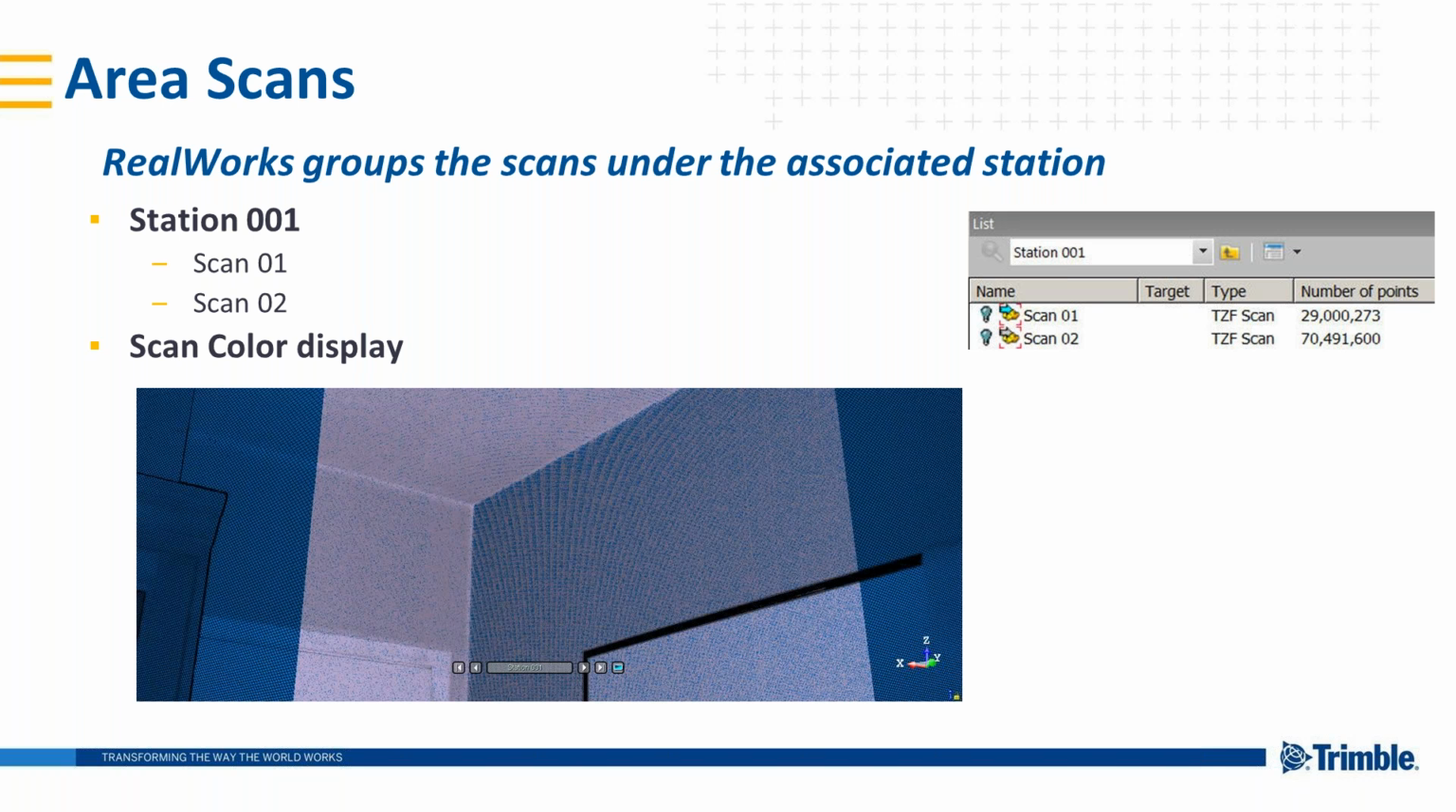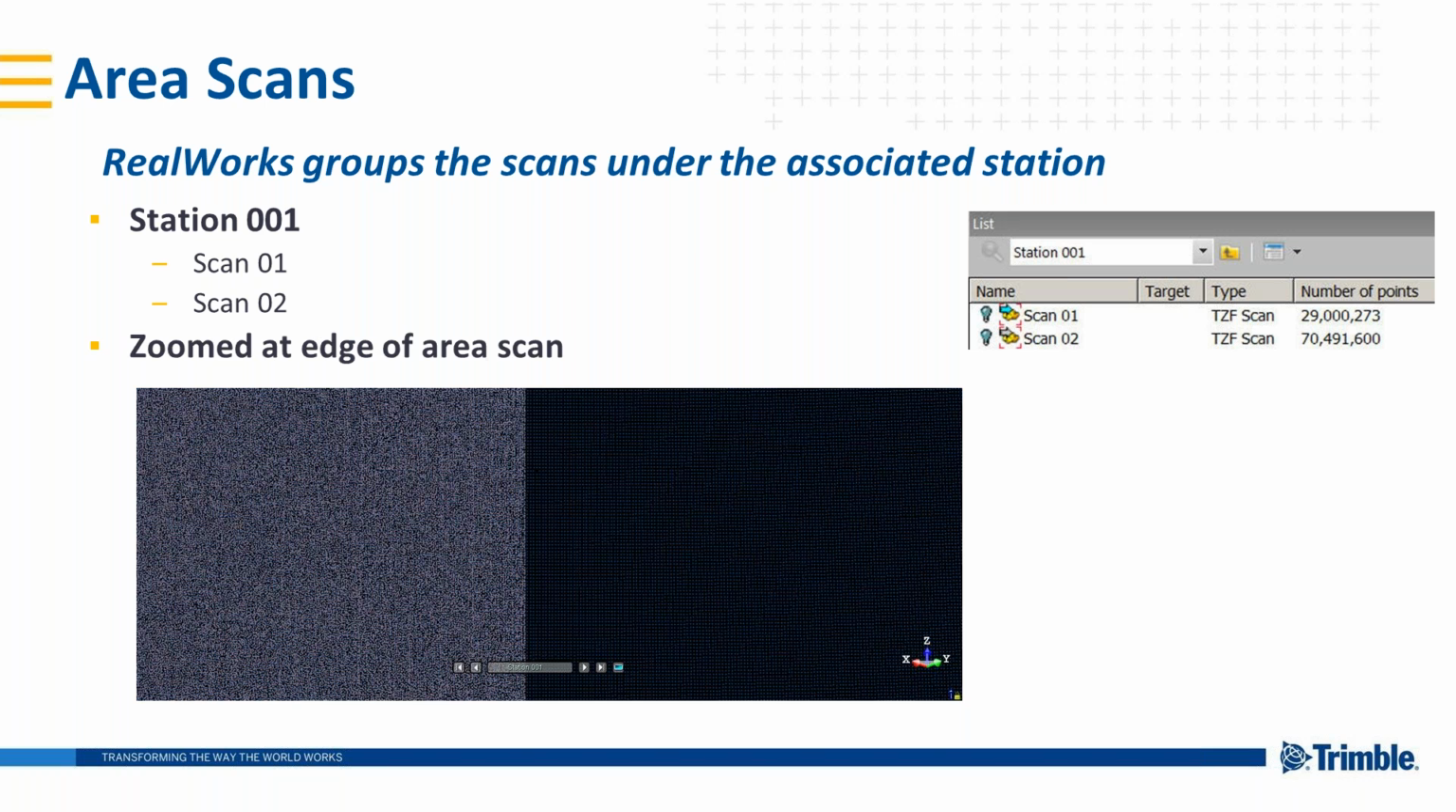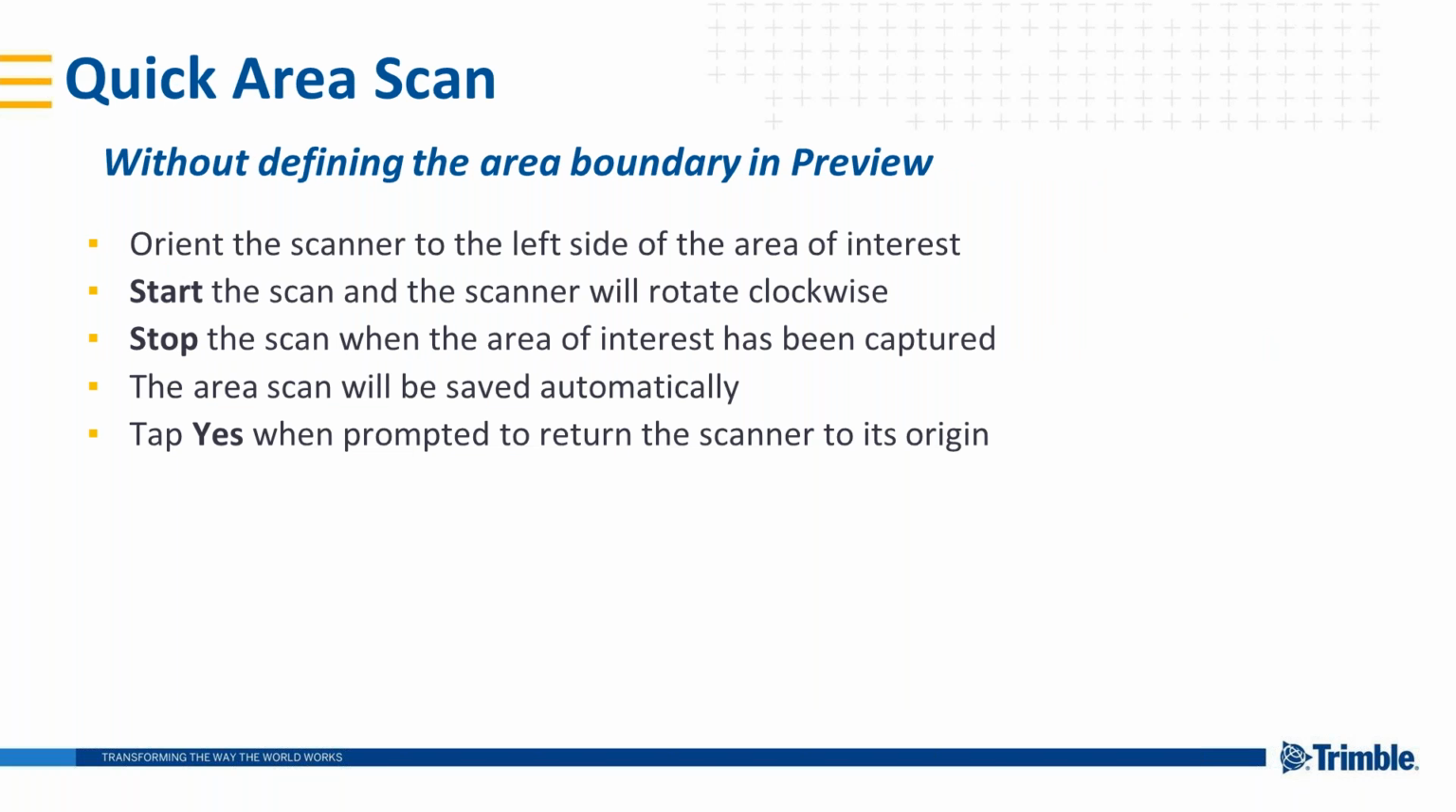You can use the scan color display to more clearly see the location of the area scan. And most important, if you zoom in on the border of the area scan, you can see the difference in the scan density that was captured. So you can understand in different applications where you could do area scans to capture higher detail on areas of interest, whether it's a control valve manifold in a plant, or whether it's detail on a utility pylon up high. And that's how you capture area scans.